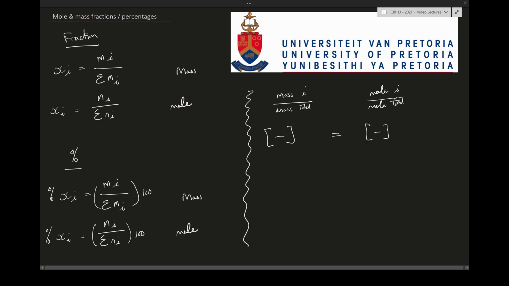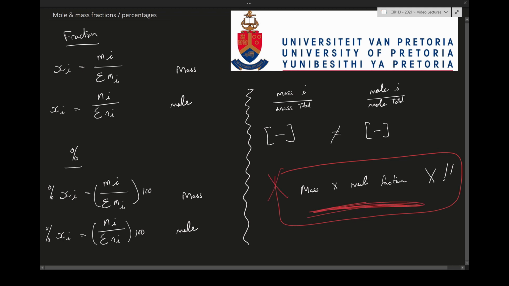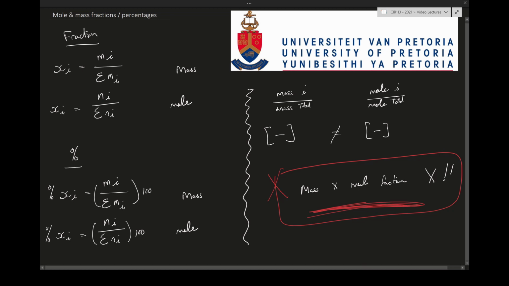And normally, these things would be equal, but they're not, because it is mass of something over mass total, or mole of something over mole total. If you say mass multiplied by mole fraction, you are changing science. This does not work. It cannot happen. This is absolutely wrong. I hope you take this video to heart and remember that there's a difference between mass fraction and mole fraction, or mass percentage and mole percentage. Although they look the same, both unitless, it is not the same thing.